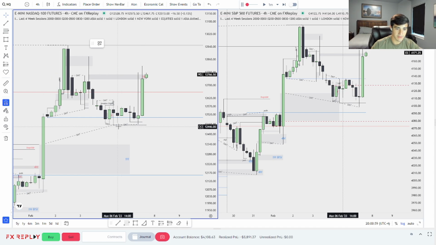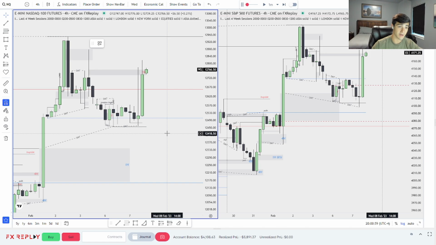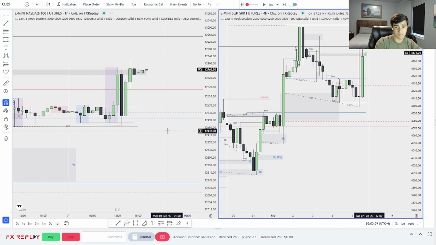So we can clearly see that ES ran out the previous day low. NQ did not. We have this little sell model right here. So one asset's going to reach that ERL, the other is not. That's going to create an SMT, and that's going to propel price higher. That's exactly what I look for.